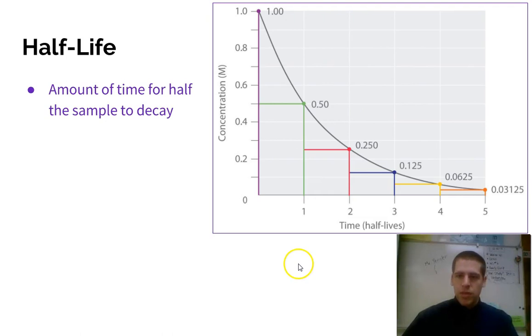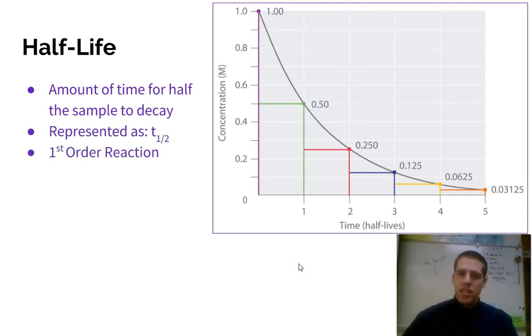The couple main things to point out. It's often represented as T half, and it's going to be a first order reaction for all of our purposes. Every time it's half-life, it's first order reaction. It is possible to have half-life be done as a second order reaction, but it's a little bit less common. The rate of the decay decreases, and I want to be really clear here.